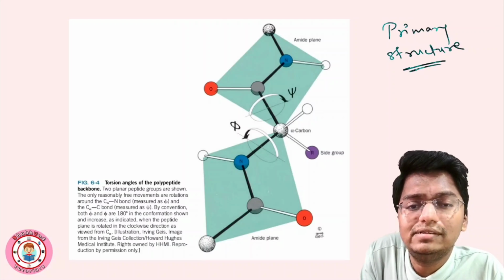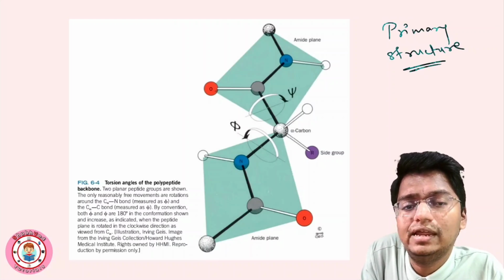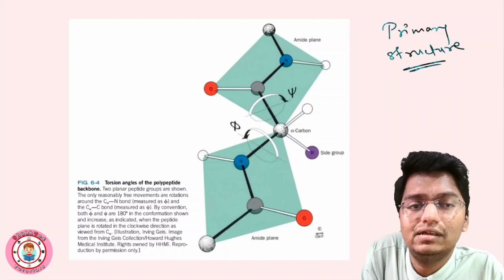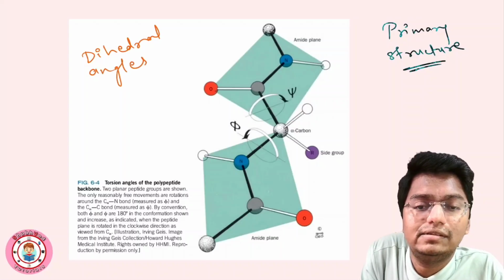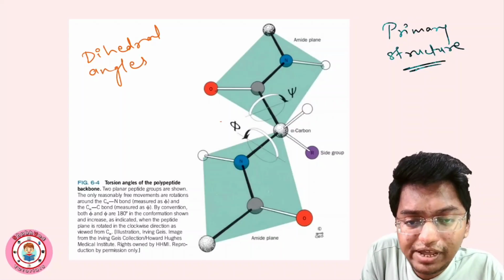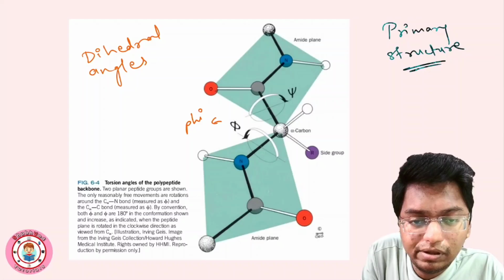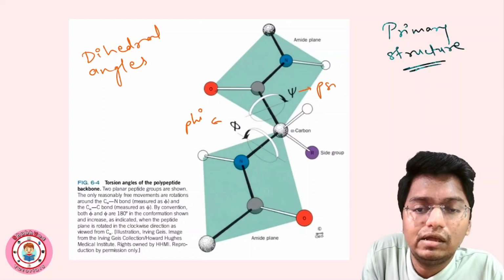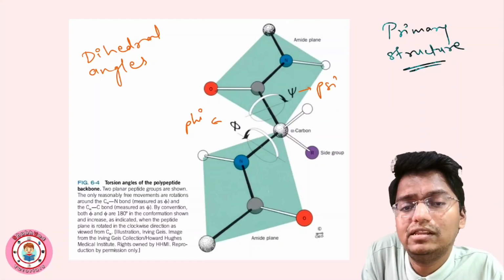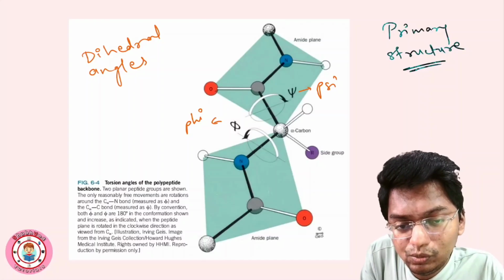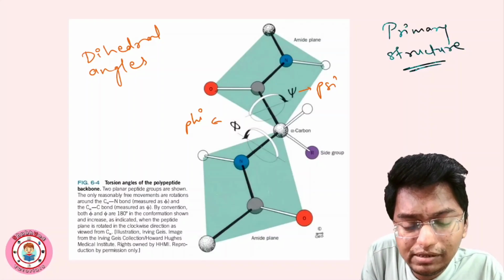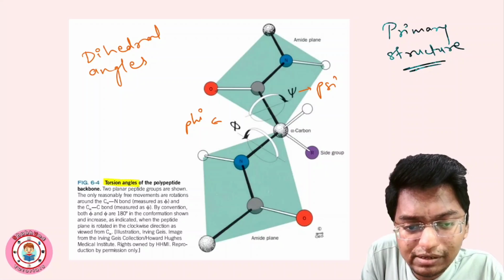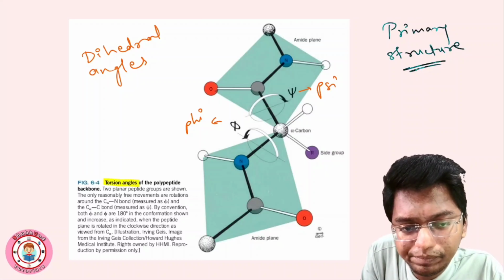So these are the two important angles, basically dihedral angles. Remember this: dihedral angles. Okay, this is phi and this is psi. Okay, phi and psi angles. You can see these are also known as torsion angles. It is written here, torsion angles of the polypeptide backbone.